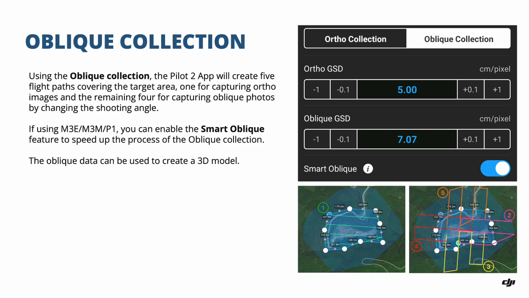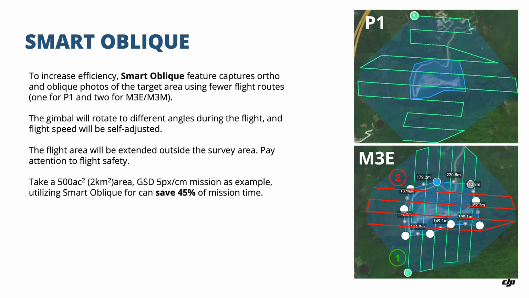Traditionally, you will need 4 more routes to complete an oblique mission. The efficiency can be increased by using the Smart Oblique on the M3E, M3M, and P1. Oblique collection is mainly used to reconstruct a 3D model. The critical concept of Smart Oblique is the gimbal moving around when the drone is flying.